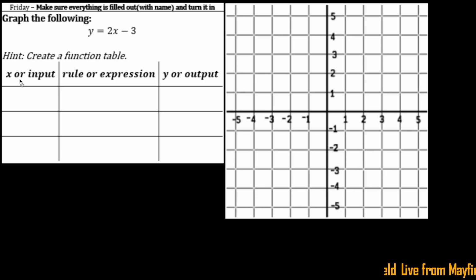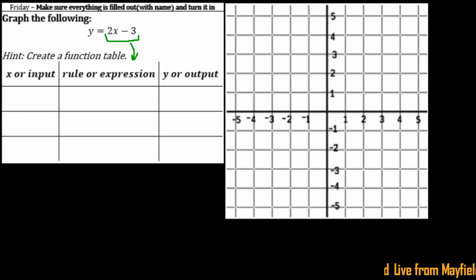So again, x is our input, the rule is the expression, and then y is the output. So again, just some reminder ideas. We said that this is our rule, and so we're going to put that in the middle. Our x value we choose. So again, you can choose any x value you want. I like to choose a couple simple numbers. That way it is easier and more clear to graph. But again, you can make sure that you are picking any x value.